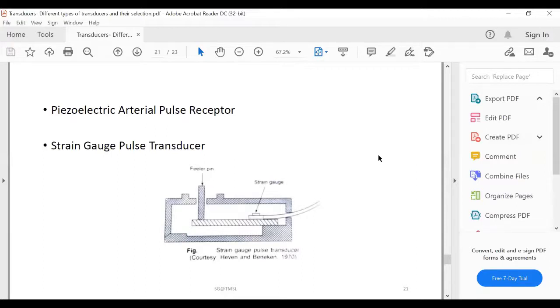Next, the piezoelectric arterial pulse receptor. The second one consists of piezoelectric crystals clamped in a sealed capsule which is subject to the displacement stress.